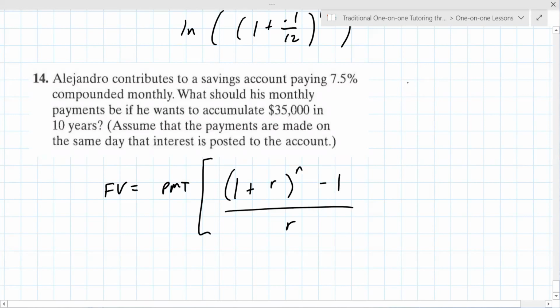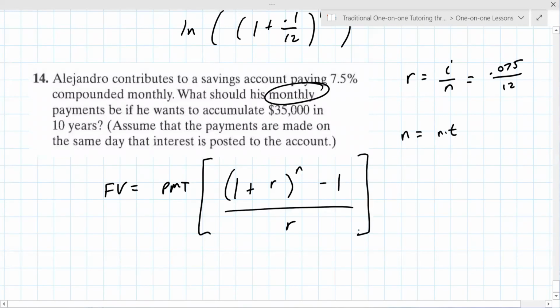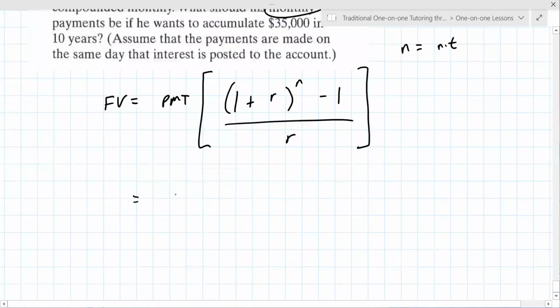Now, the thing that they don't do here, which really should, r is really the interest rate divided by the number of compounding periods. So in your case, it's 0.075 divided by 12, because n is 12. And n really is n times t. I believe. That's one of these problems with these things: you don't necessarily get the numbers. You have a formula, but it's not really spelled out for you.